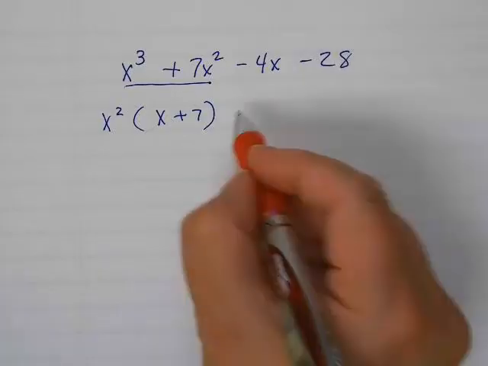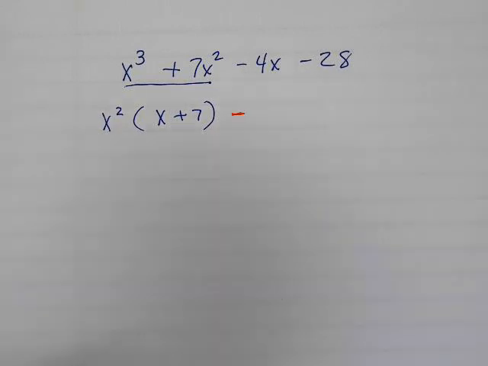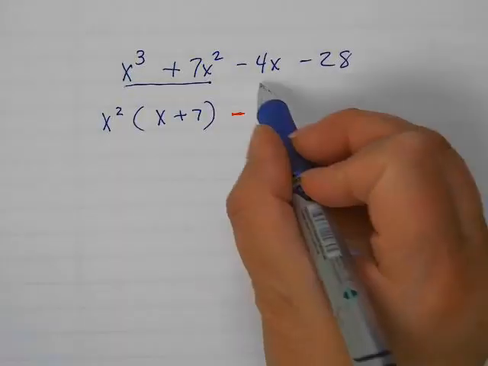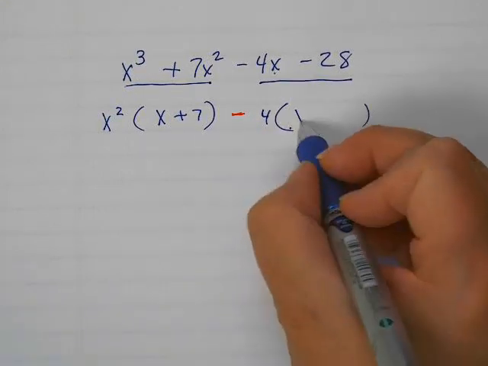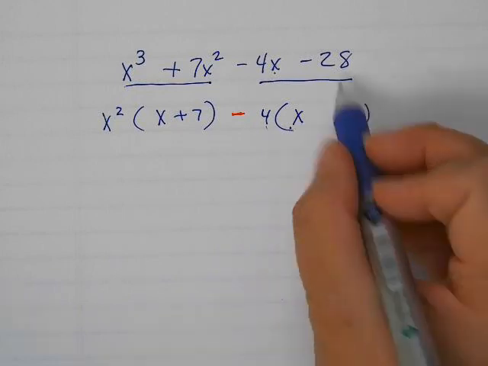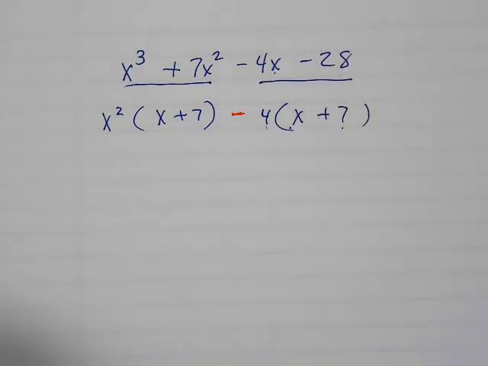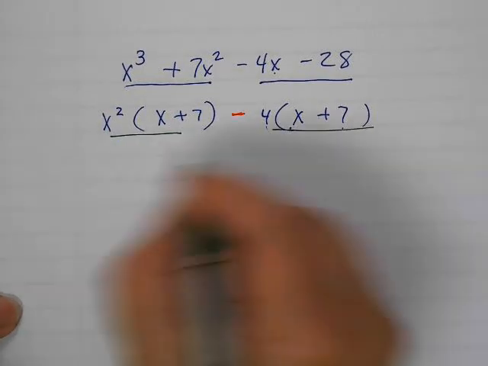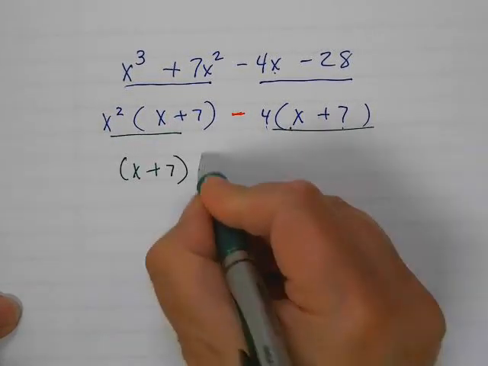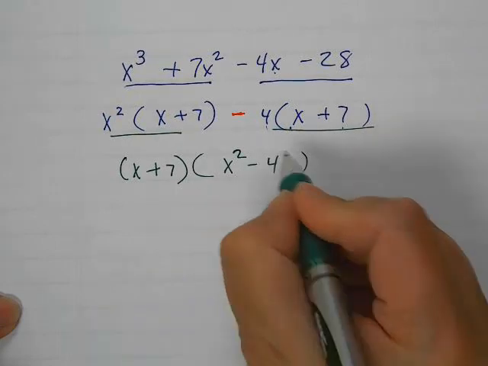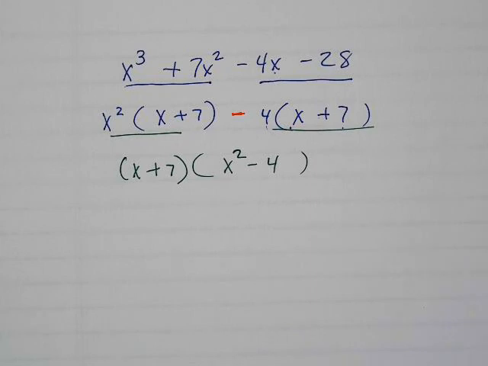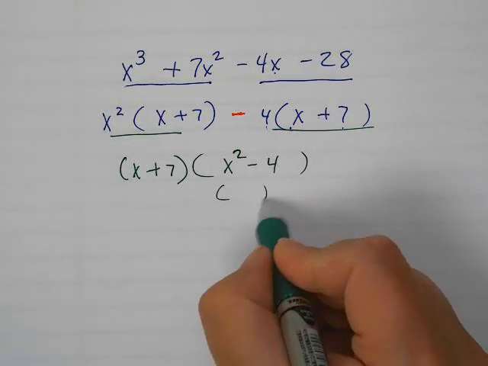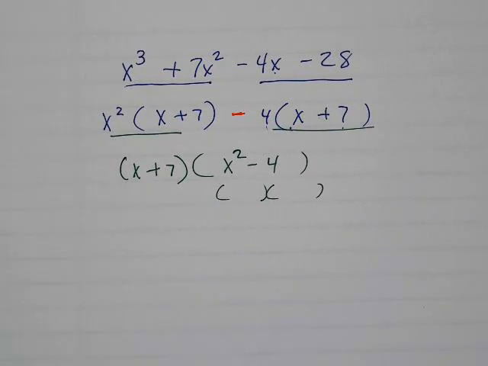I'm going to bring down the symbol in between and factor out a common factor here of 4. So negative 4 times what? It'd be x. Negative 4 times what gives me negative 28? It'd be plus 7. So what happens now is I have a GCF of x plus 7. So what's left is x squared minus 4. We're going to learn later that this will actually factor again. We just have not gotten there in our lessons yet.